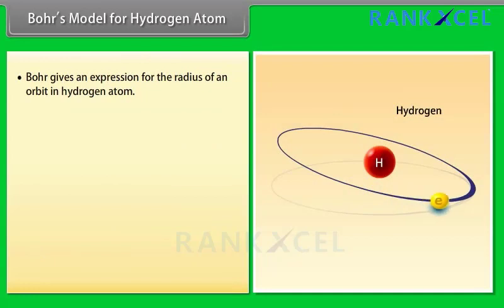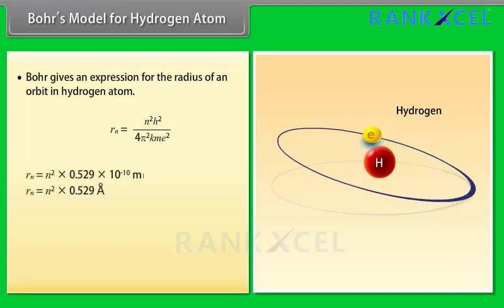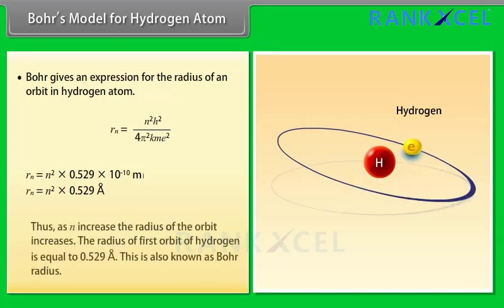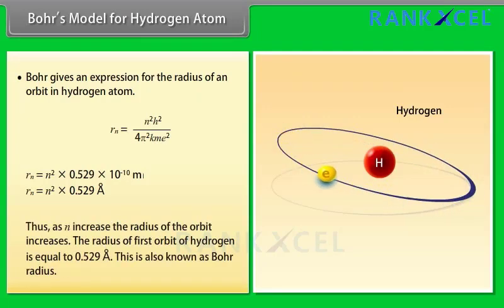Bohr gives an expression for the radius of an orbit in hydrogen atom. Rn is equal to n² h² divided by 4π² k m e². Rn is equal to n² × 0.529 × 10⁻¹⁰ meter. Rn is equal to n² × 0.529 angstrom. Thus, as n increases, the radius of the orbit increases. The radius of first orbit of hydrogen is equal to 0.529 angstrom. This is also known as Bohr's radius.